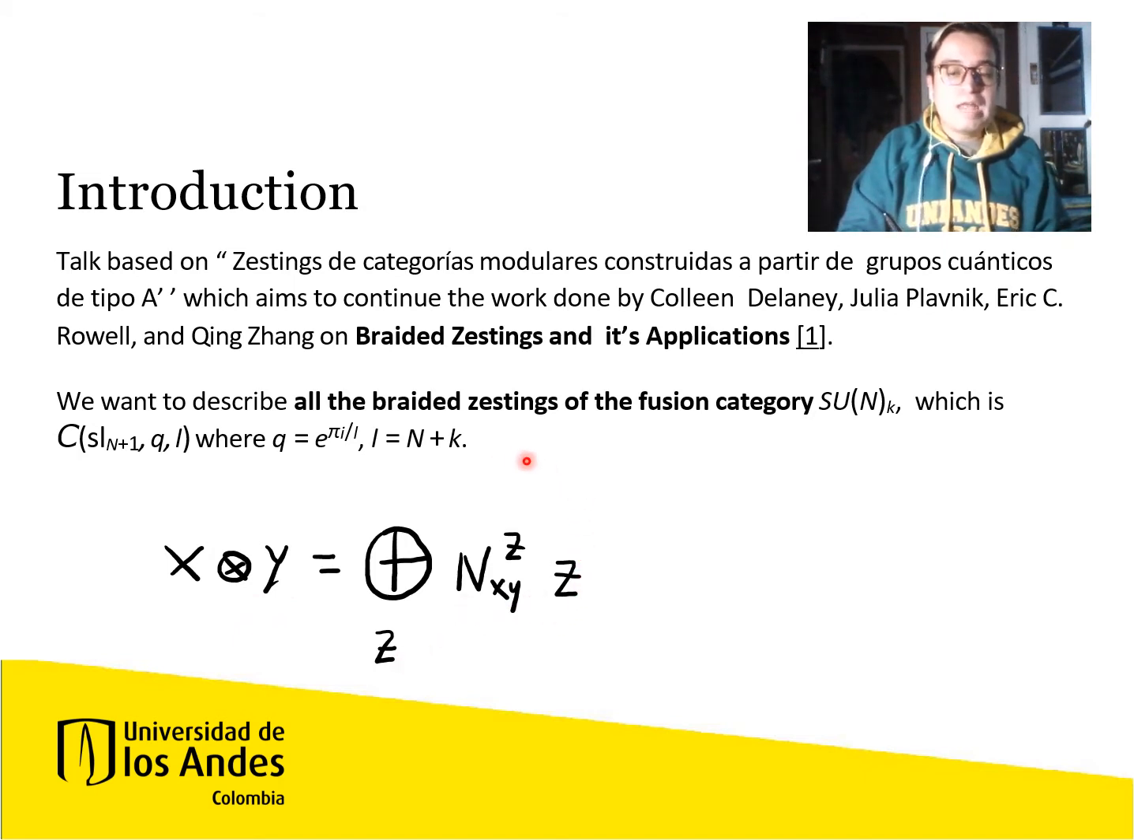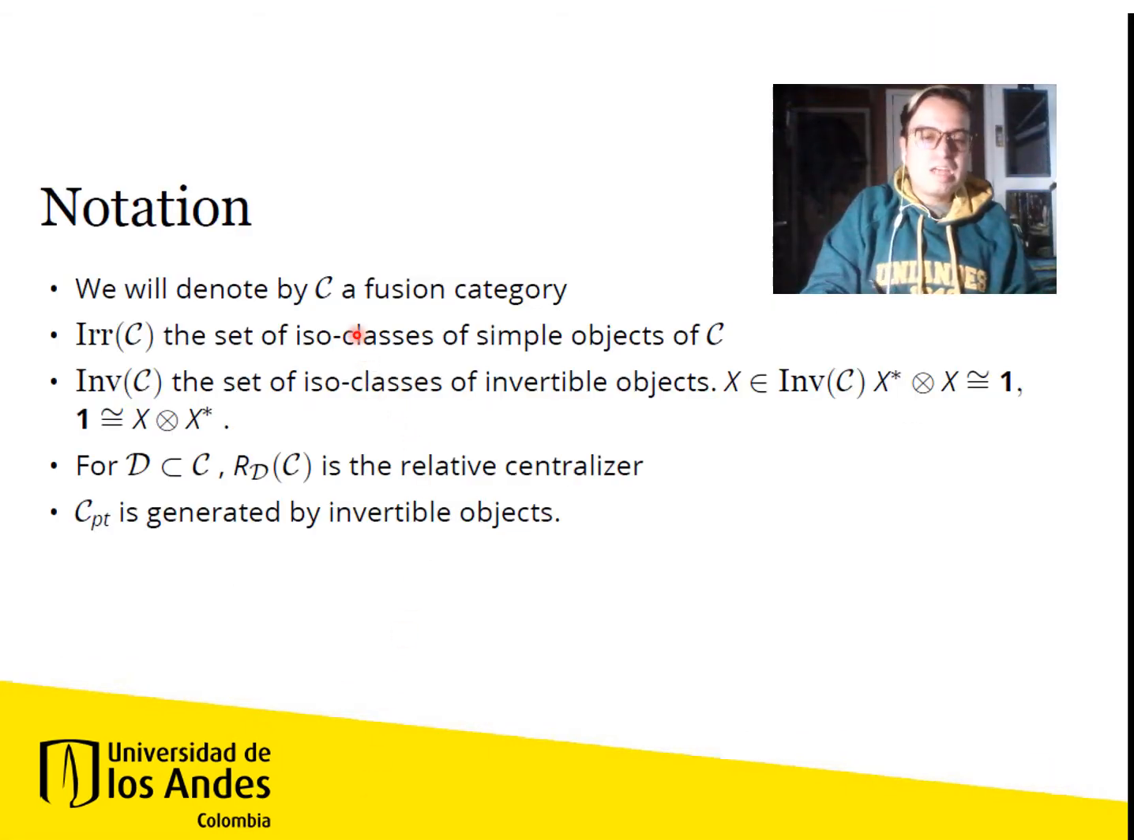Now, my interest in this work is very concrete. I'm going to describe all the braided zestings from a very specific fusion category, the fusion category SU(N) level K, which is obtained from a quantum group where I'm taking q to be a root of unity of order 2L, where L is this number, N plus K. First, I will introduce some notation that I will need.